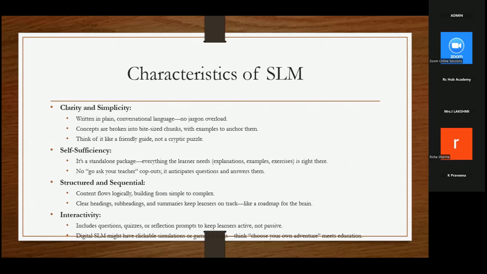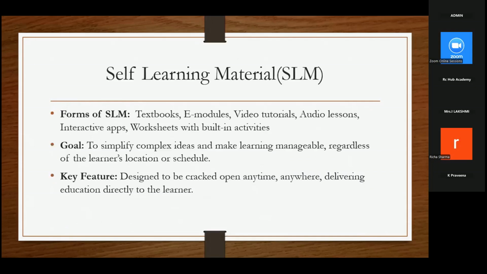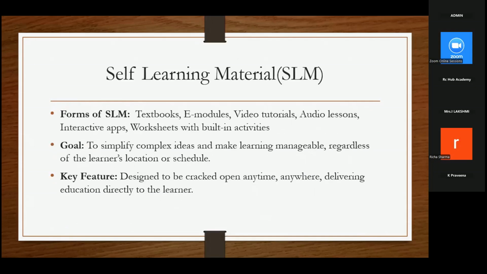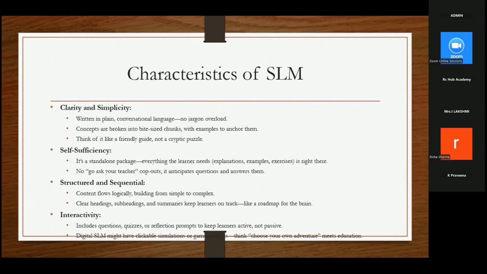So all those things should be structured and sequential. This is very important, just like a roadmap for the brain. That's what I told you. It is a roadmap for the brain. What is meant by roadmap? So this is a roadmap: definition, purpose, role, forms, goal, key features, concepts, and characteristics.